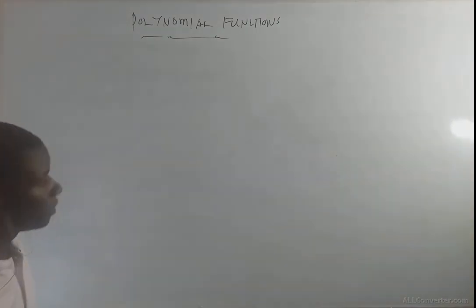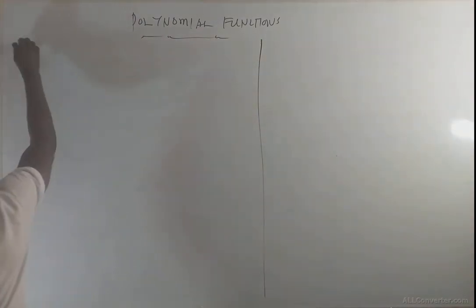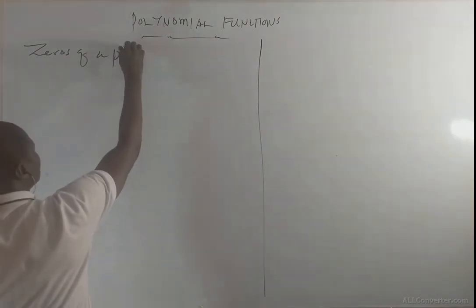Now there is something I want us to look at, and we call it the zeros of a polynomial function.